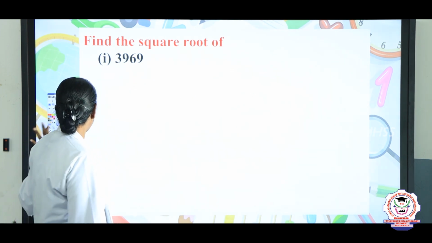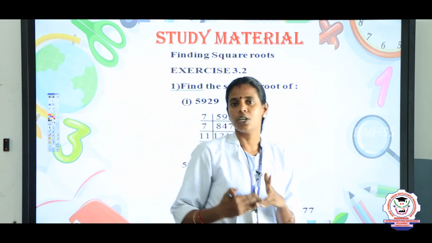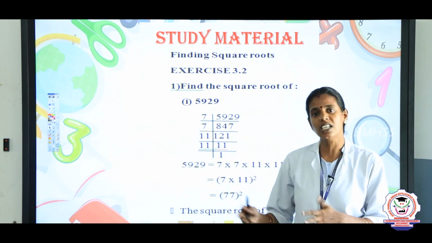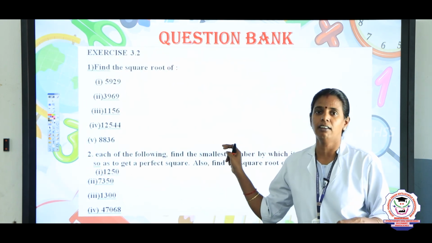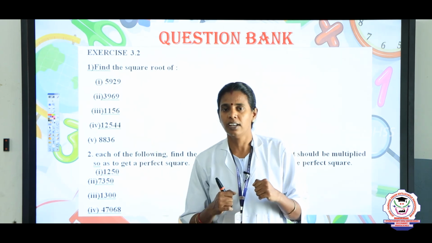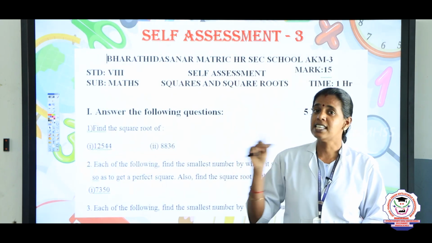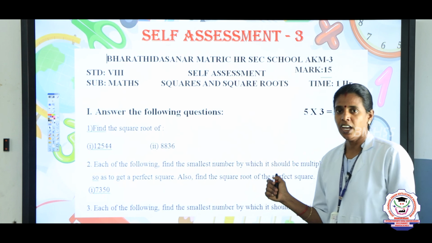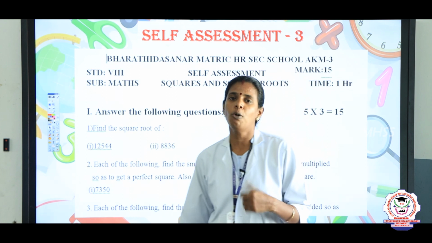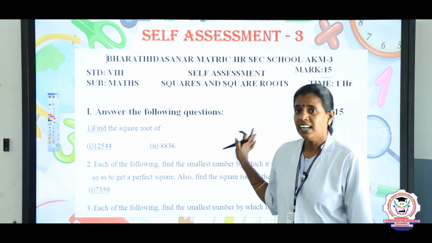Using these steps, we have solved the repeated subtraction and prime factorization methods to find square roots, right? We have given study material with questions and answers. Make use of the question bank. Using the question bank, you can solve the problems, then check your answers with the study material. And one more thing, a self assessment is attached with this video. When you write the self assessment, you can evaluate how much you have learned. So make use of this and you can write the test also, children.